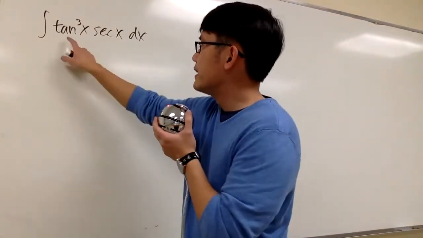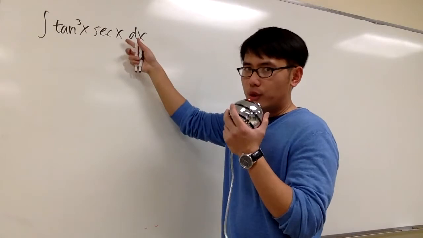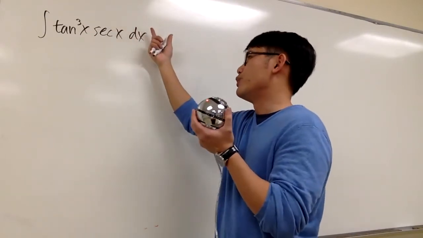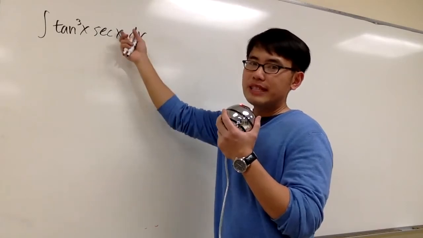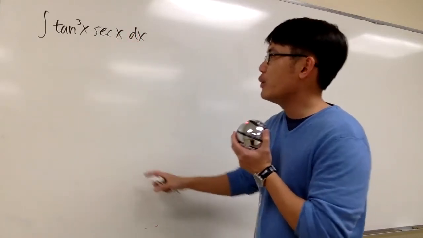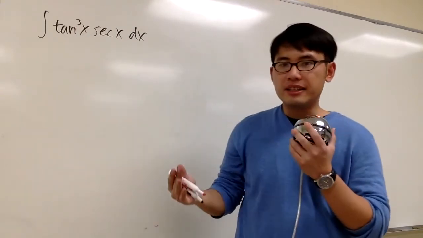Let's integrate tangent to the third power x times secant x. As you can see, unfortunately, we only have secant to the first power. There's nothing much we can do with that, right? If we had secant to a second power, then this would be so much easier, okay? But anyways, let's focus on tangent to the third power, and let's think about the identities that we have.